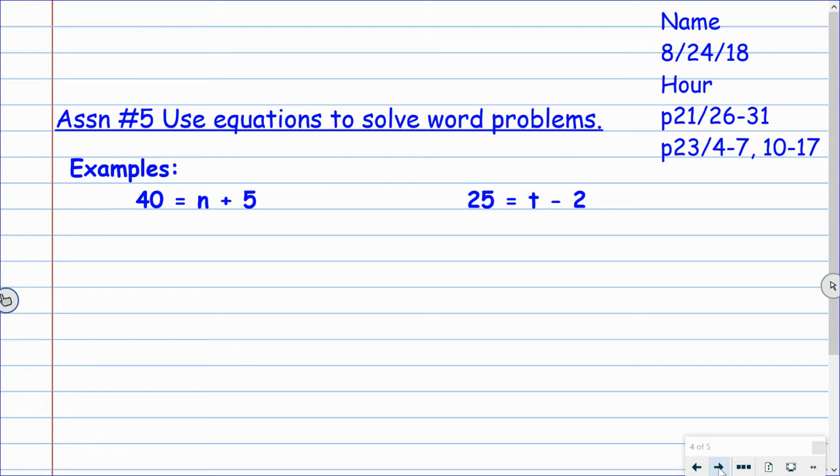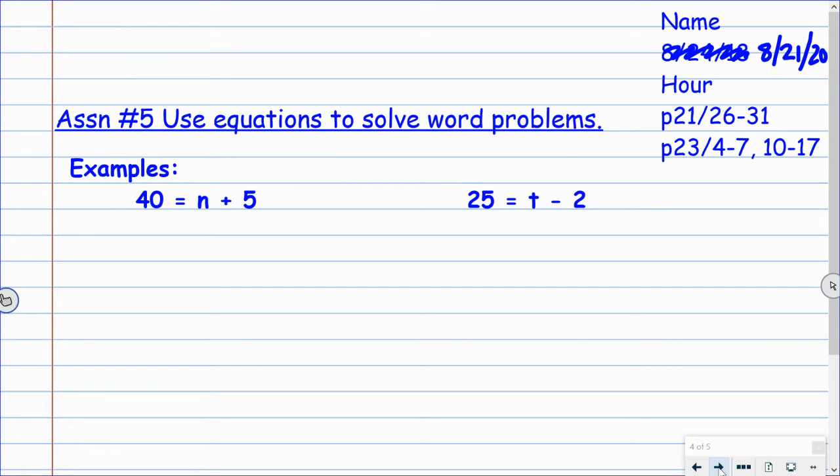Now, once again, I've been working long and hard with you folks on titling your paper correctly. So please go ahead and hit pause and title your paper as you see it. Assignment number 5, use equations to solve word problems. First and last name, the date, which I keep messing up because I pull this from previous years. Put in today's date. I think you're looking at this, or should be, on the 21st. Hour 1 or hour 2.